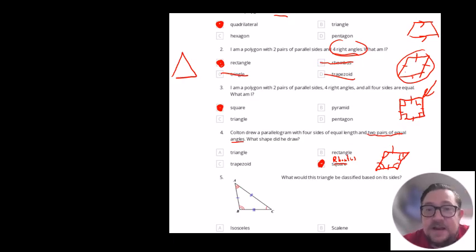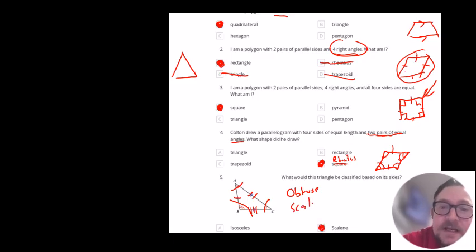All right, question 5. How would this triangle be classified based on its sides? And let's do the angles too. Let's look at this first angle. It's acute. Angle C is acute, and B is obtuse. So this is going to be an obtuse triangle. And every side length is different, so that's going to be scalene. So this is going to be an obtuse scalene triangle. All right, let's move on to the next part, part 3, coming up.